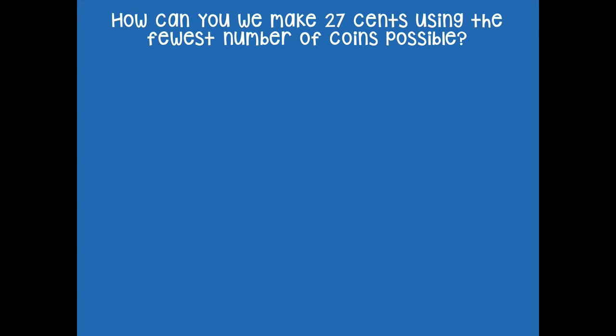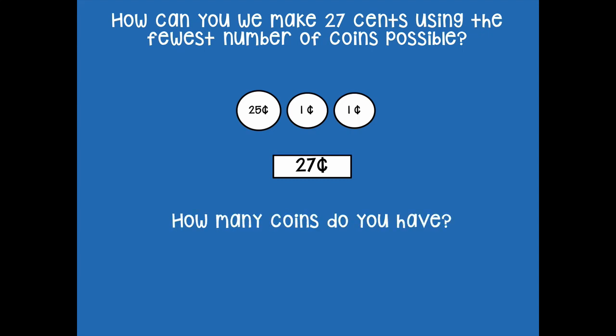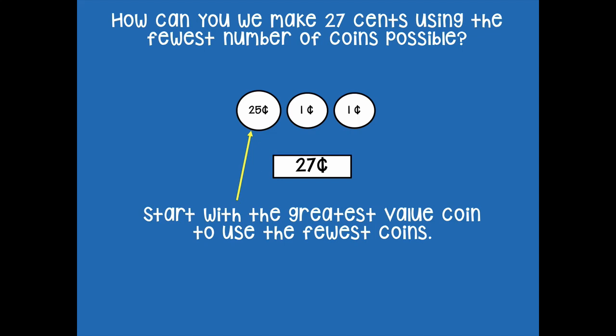All right, so here's another one. How can we make 27 cents using the fewest number of coins possible? So I want you to try and make 27 cents using the fewest number of coins possible. All right, friends, so here's what I came up with. A quarter, right? 25, and then 2 pennies. So 25, 26, 27. So I made 27 cents. How many coins do we have? Only 3.